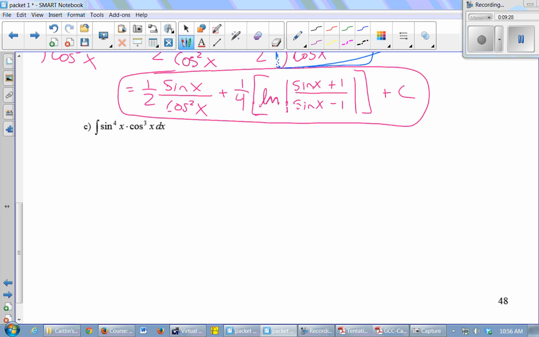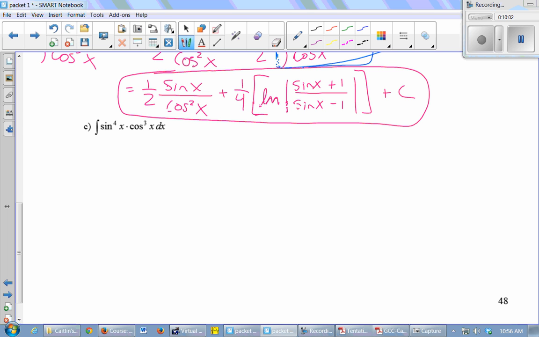And then there's several sentences about how to handle this, right? So it's broken into several cases. It says if m is odd, let w be cosine x. So your book uses w's instead of u's in the u substitution. I don't know if you noticed that, but they're telling you to use a u substitution where u is cosine x. But that's only if m is odd. What is m? It's even. It's a 4, right? m is 4, and n is 3.